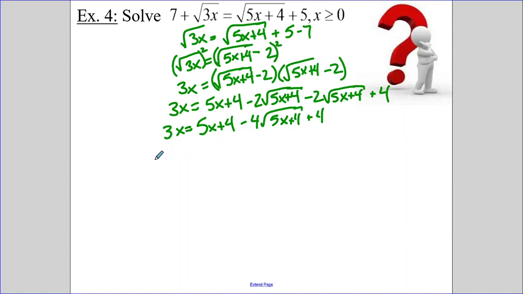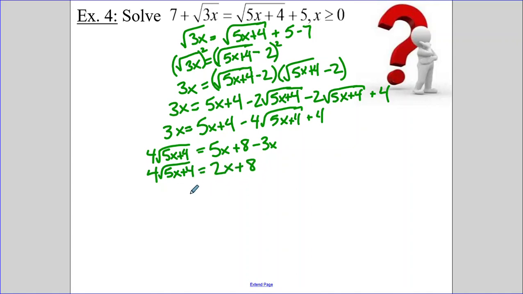So, when I'm done this step, I'm going to have 4 root 5x plus 4. All I'm doing is adding this to the other side. And then I have a 5x. I have my two 4's added together. That's plus 8. And then I'm going to take this 3x and subtract 3x from both sides, minus 3x. So now 4 root 5x plus 4 equals 2x plus 8.